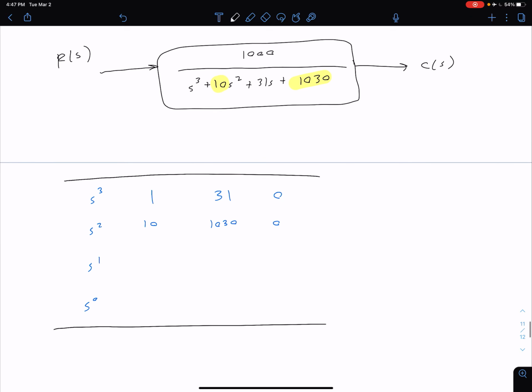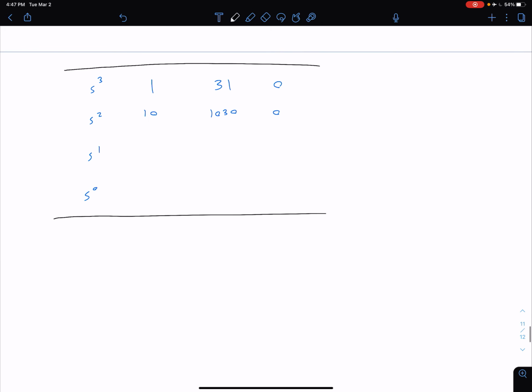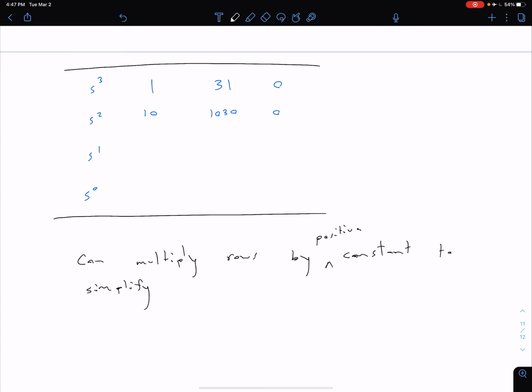So one other note I want to mention is that we can multiply rows by a positive constant to simplify things if needed. So we can multiply entire rows by a constant to simplify. One constraint here that I've left off is that it does need to be a positive constant. So this constant that we're multiplying does have to be greater than 0.